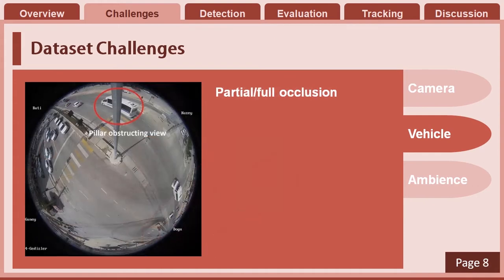A common challenge in vehicle detection is that some of the objects might be partially occluded, which is difficult for a detector to handle. Sometimes the same object might be marked as two separate ones.